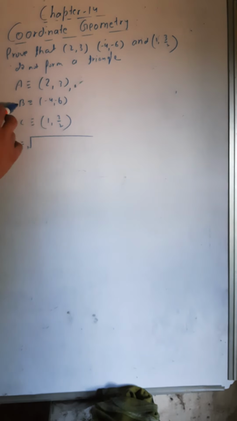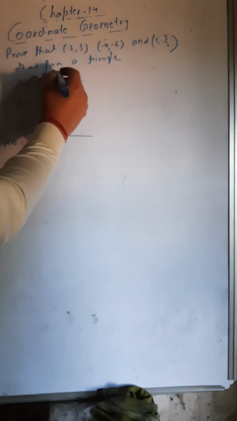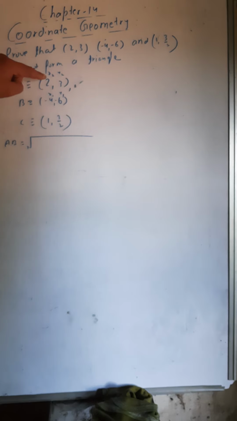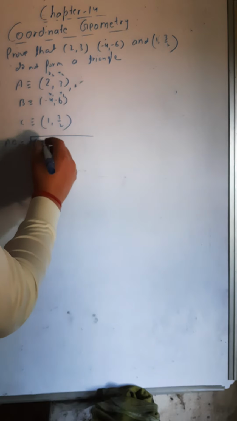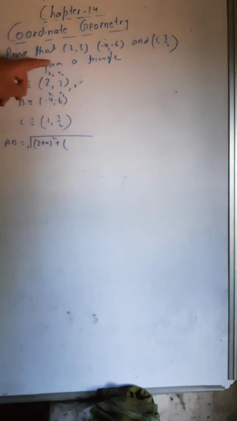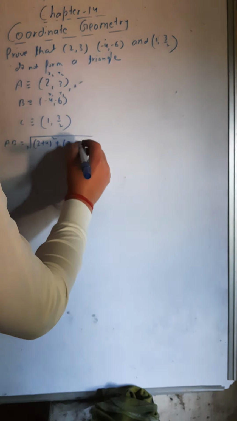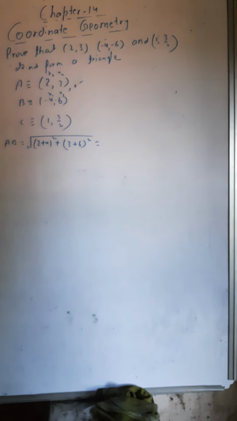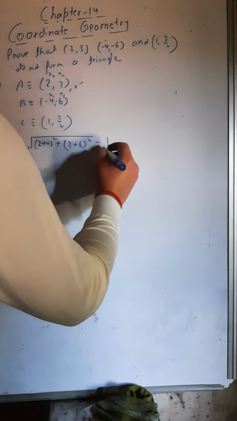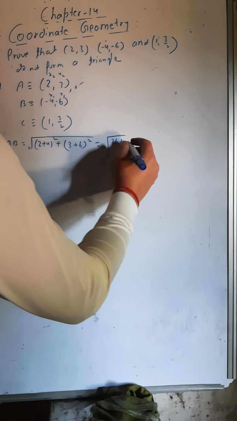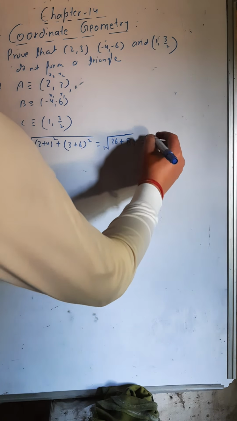So first you'll find out AB. Let's say for finding AB, this is x2 y2 and this is x1 y1. AB: x2 minus x1 means 2 minus minus 4, that is 2 plus 4. It will be 2 plus 4 whole square plus y2 minus y1, that is 3 minus minus 6, so it will become plus 6 whole square. 2 plus 4 is 6, square of 6 is 36, plus 6 plus 3 is 9, square of 9 is 81. So how much will come?